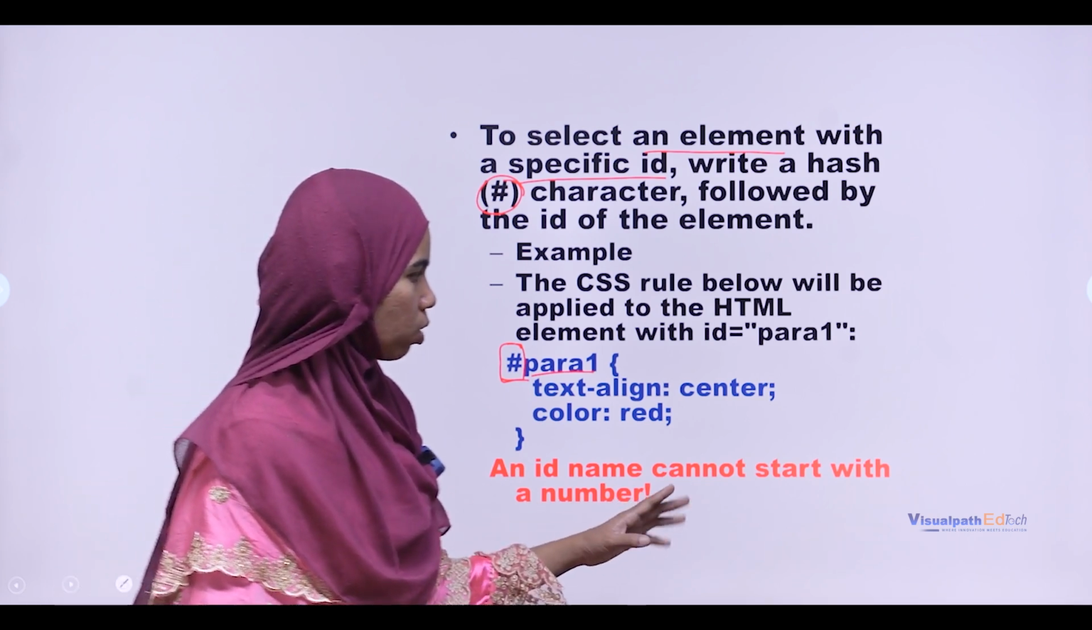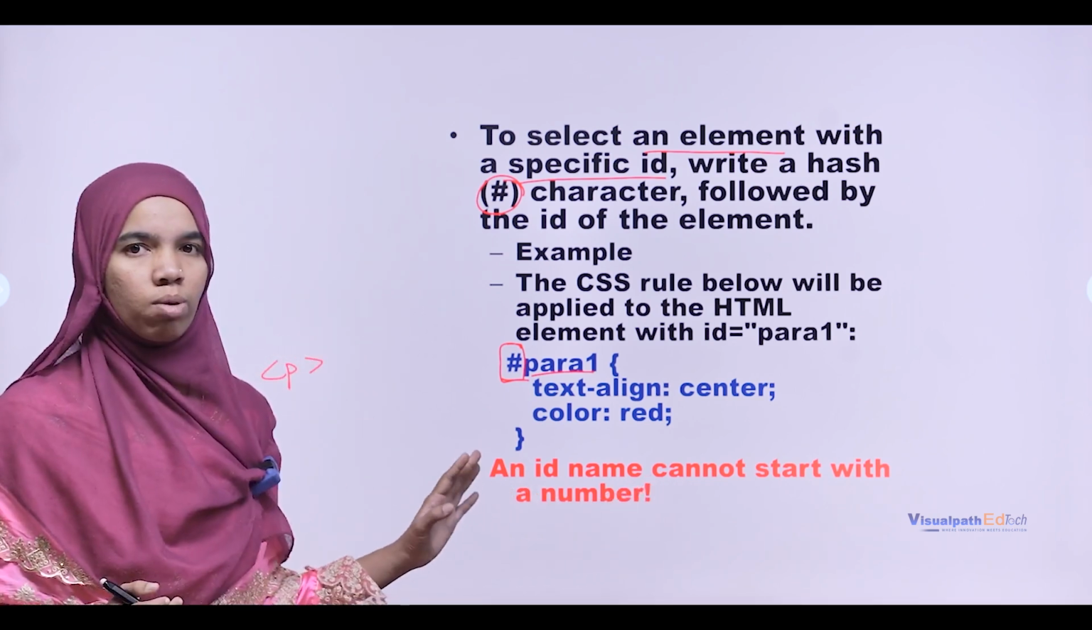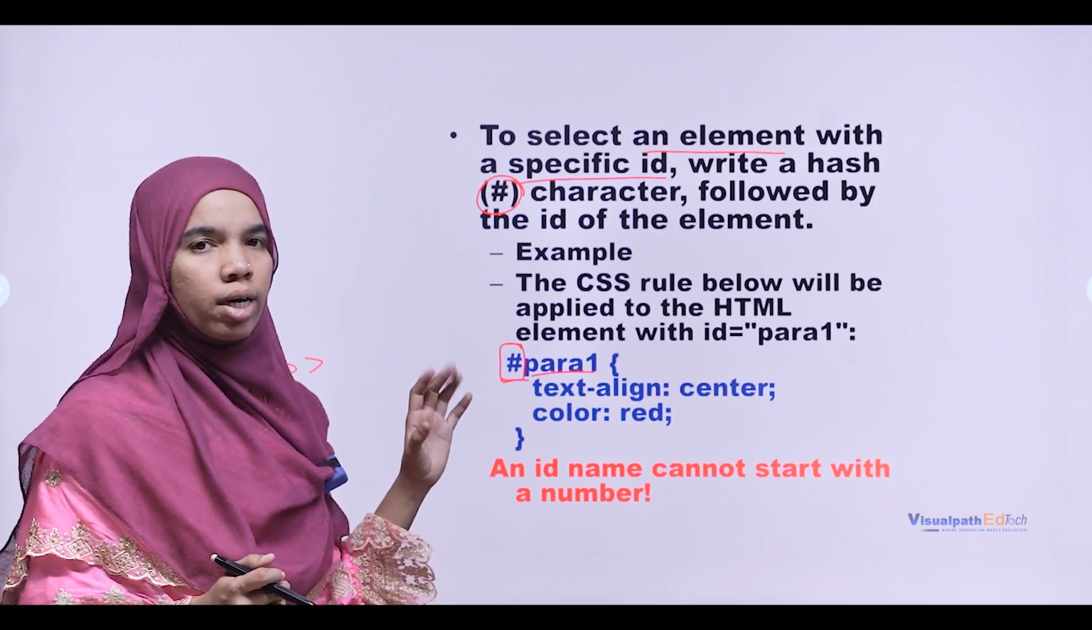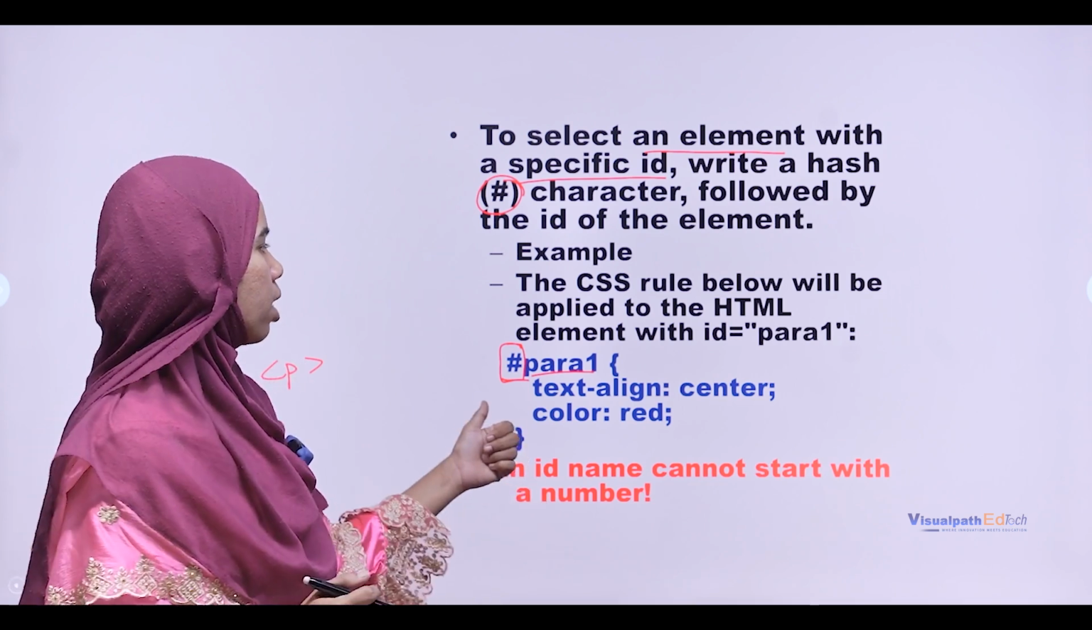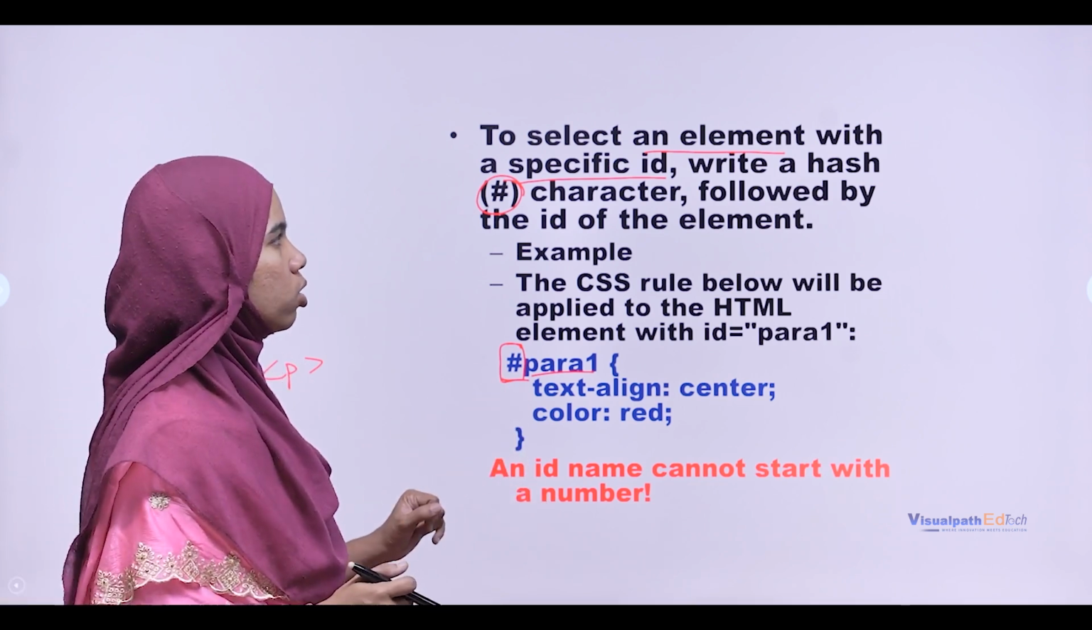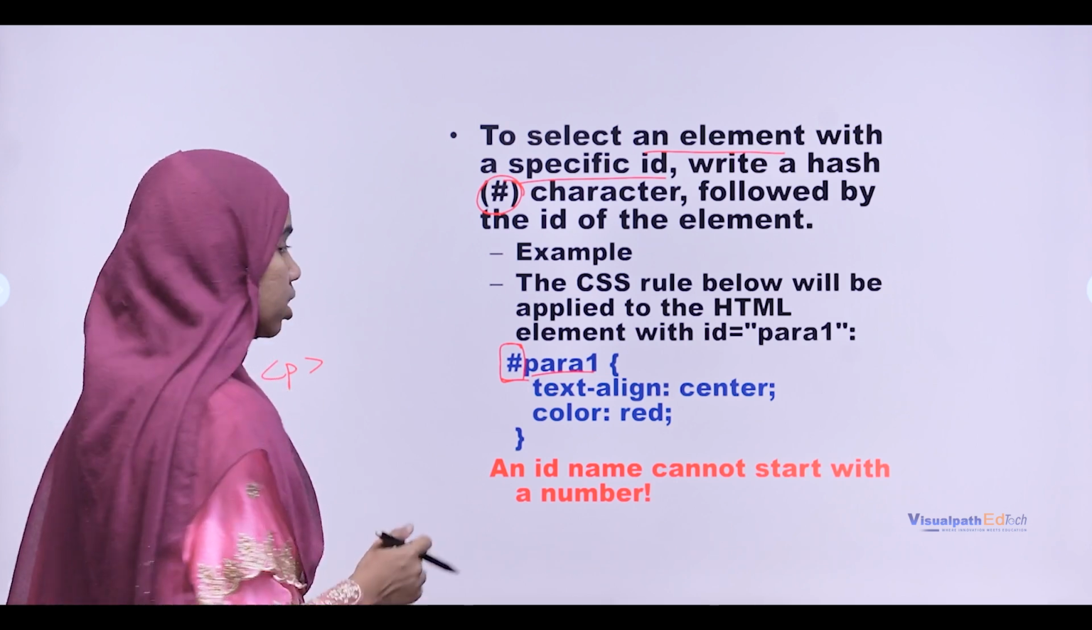An ID name cannot start with a number. You should remember even this point. It cannot start with a number. It should begin purely with a text character, prefixed by a hash symbol. That is the representation for the ID selector.